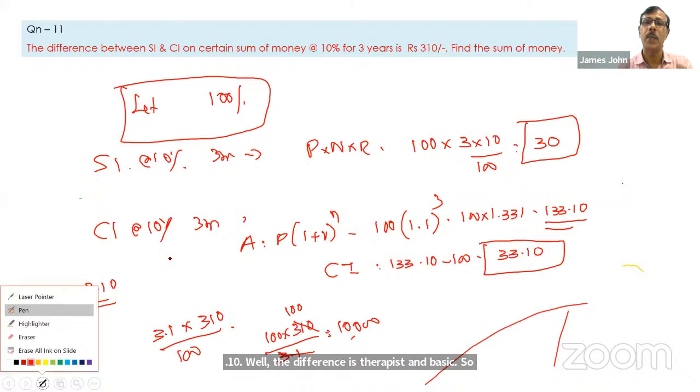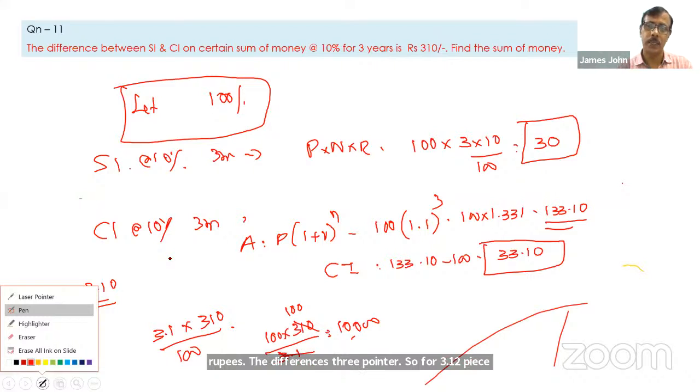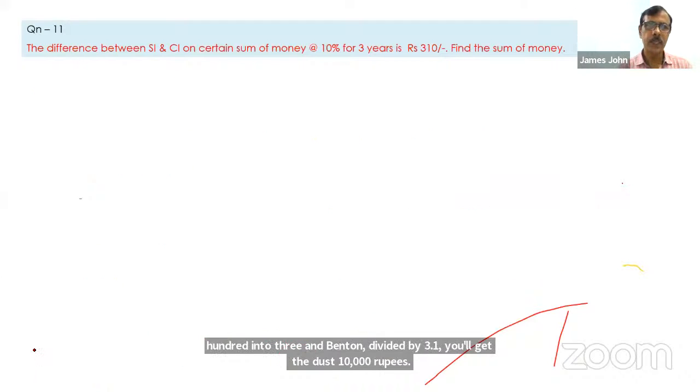The difference between simple and compound interest for 3 years is 310. If the principal is 100 rupees, the difference is 3.10. So for 3.1 rupees, the principal is 100. Then find out for 310. So 100 into 310 divided by 3.1, you will get it as 10,000 rupees. Answer is 10,000.